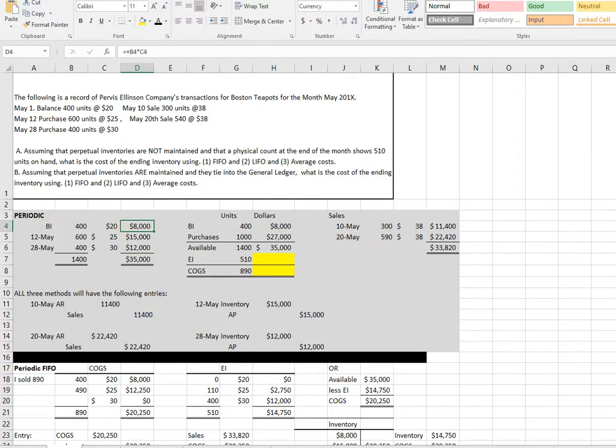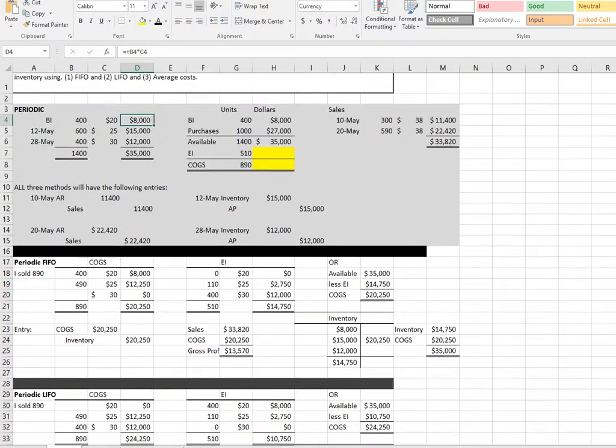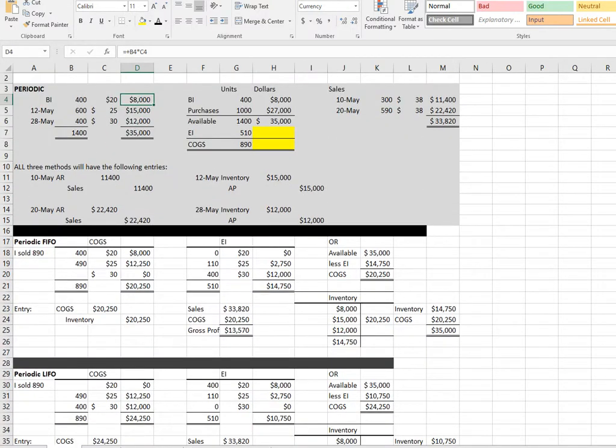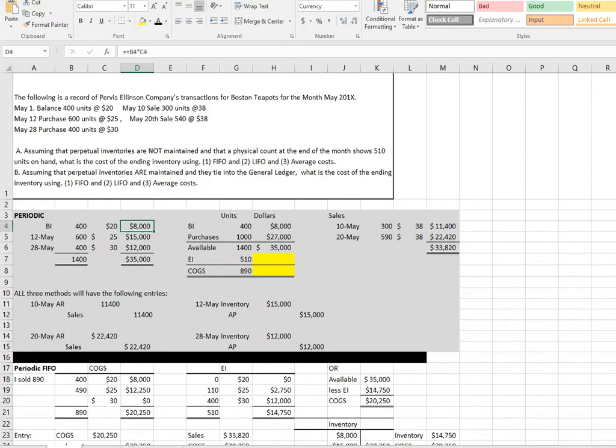So first, let's go through the periodic FIFO. Under FIFO, basically it's first in, first out. What I do under periodic is I just simply count my ending inventory, which is 510. Again, please make sure you change this from 560 to 510 if you have the wrong number on a handout. And so it means I sold 890.